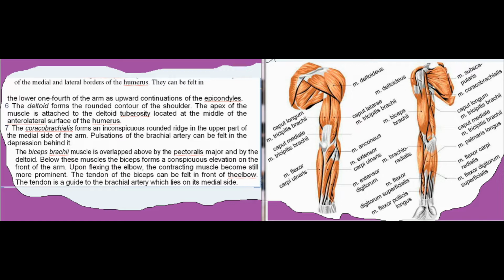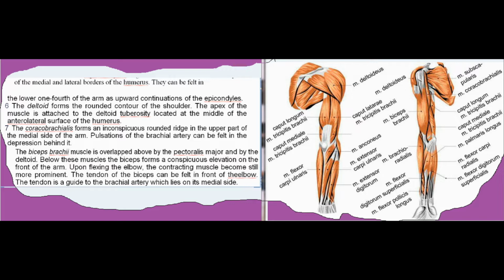6. The deltoid forms the rounded contour of the shoulder. The apex of the muscle is attached to the deltoid tuberosity located at the middle of the anterolateral surface of the humerus. 7. The coracobrachialis forms an inconspicuous rounded ridge in the upper part of the medial side of the arm. Pulsations of the brachial artery can be felt in the depression behind it.